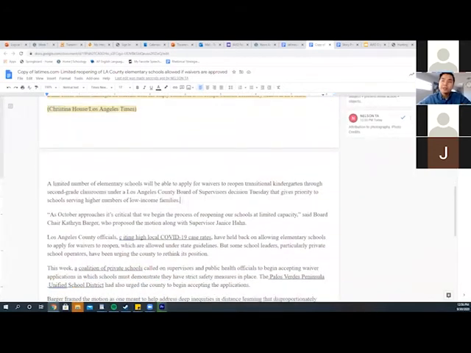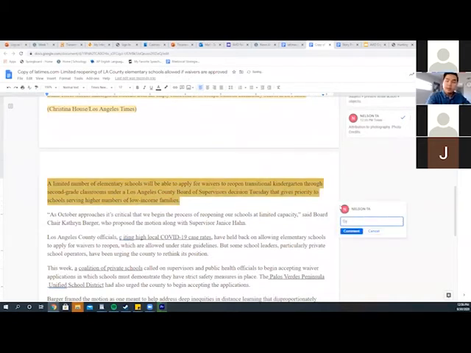The very first sentence in an article is the lead. This is the lead, right? So this is the lead right here. Remember, the lead answers who, what, when, why, right? So a limited number of elementary schools will be able to apply for waivers to reopen transitional kindergarten through second grade classes under Los Angeles County Board of Supervisors decision Tuesday that gives priority to schools serving higher numbers of low-income families.